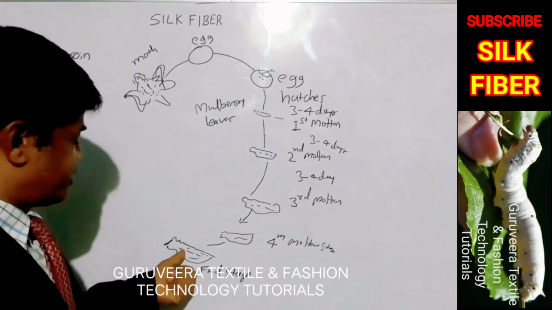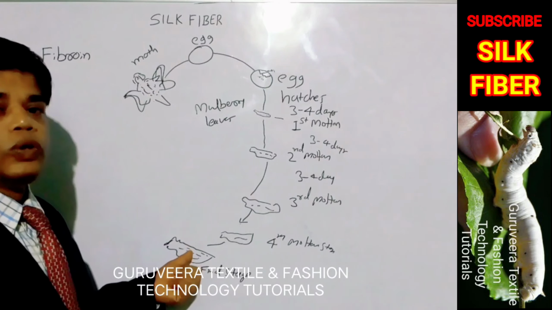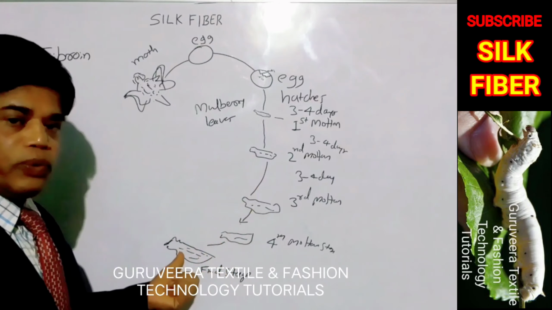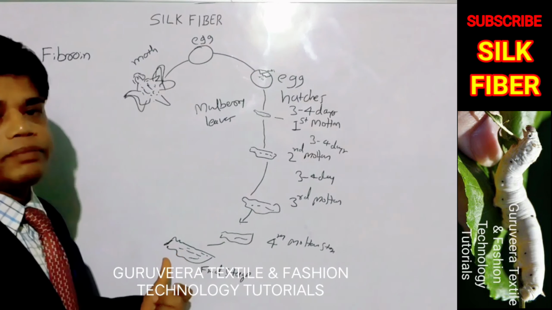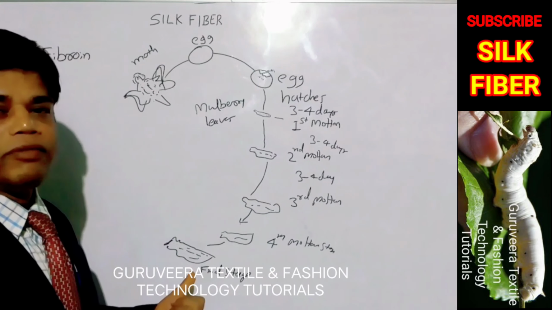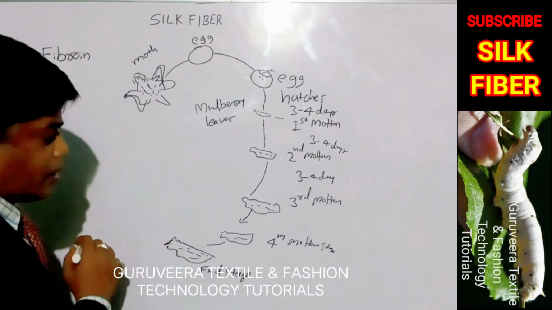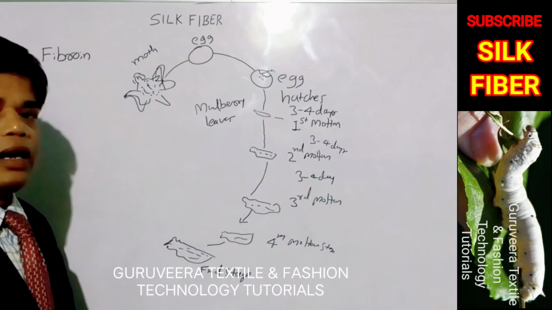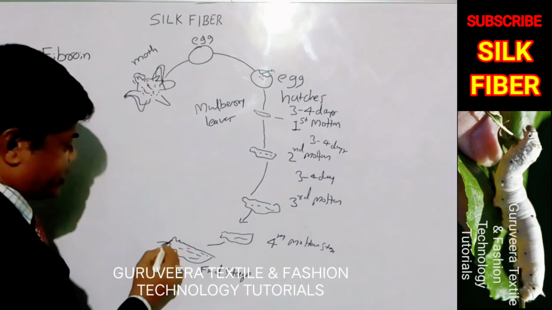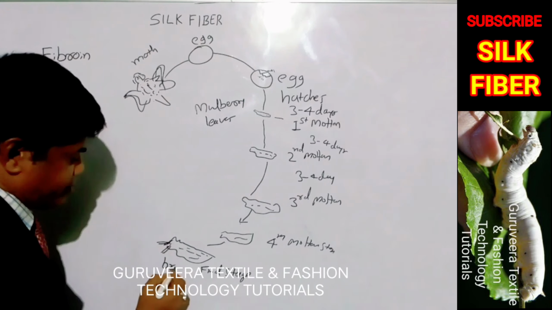This is the final stage of the worm, the grown silkworm. This is a silkworm larvae. It is fully built up, and now it is ready to spin the filament. How is it spinning? The silkworm larvae has 2 spinnerets at its mouth, and these spinnerets are called brains.